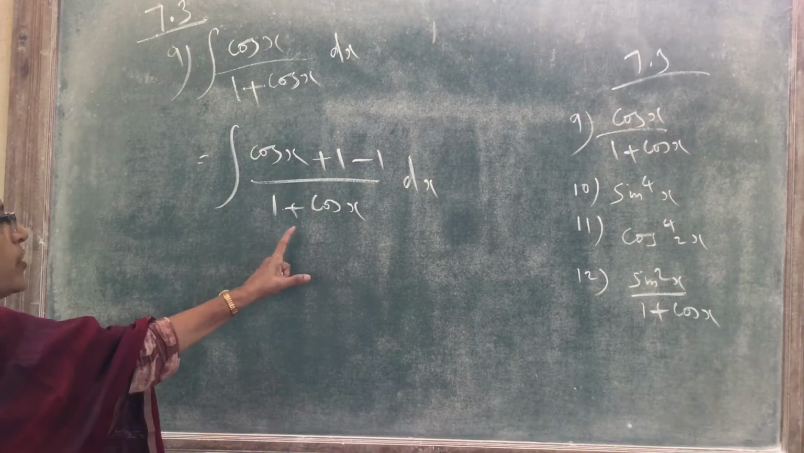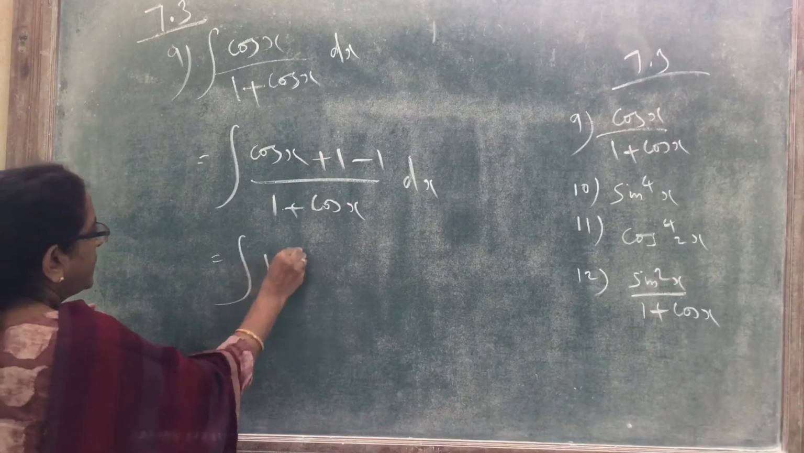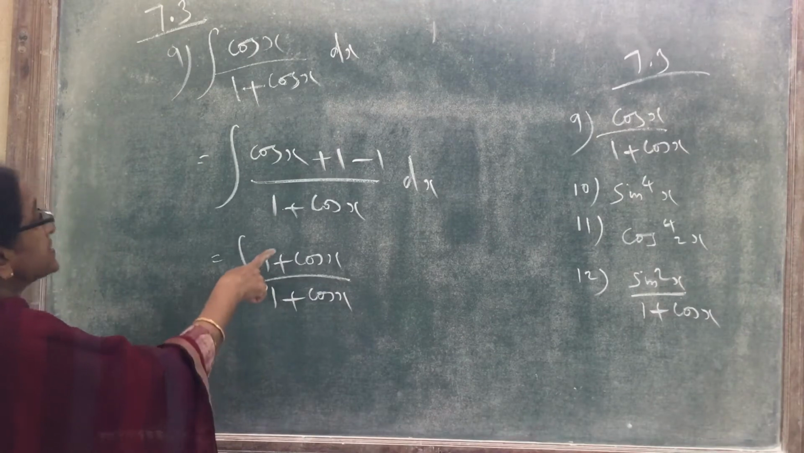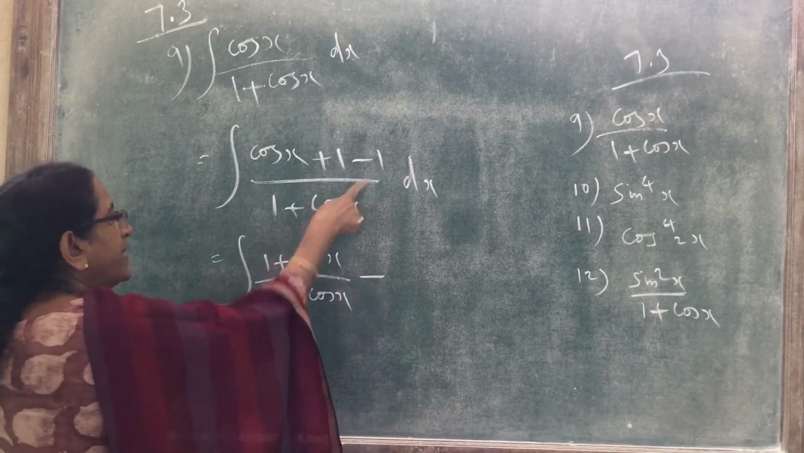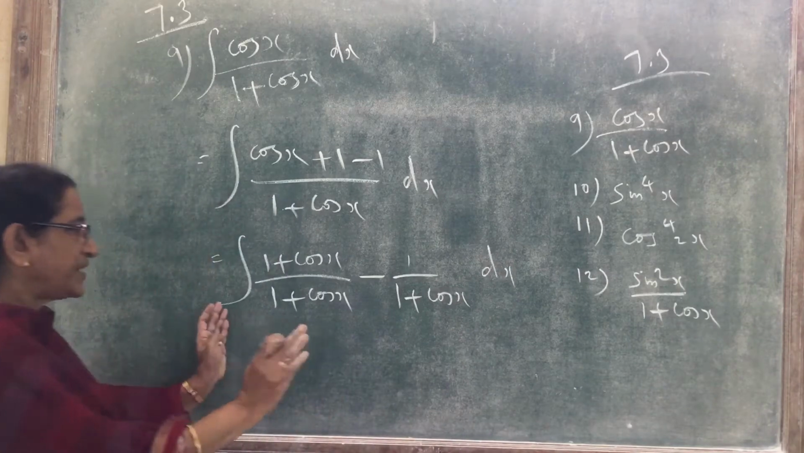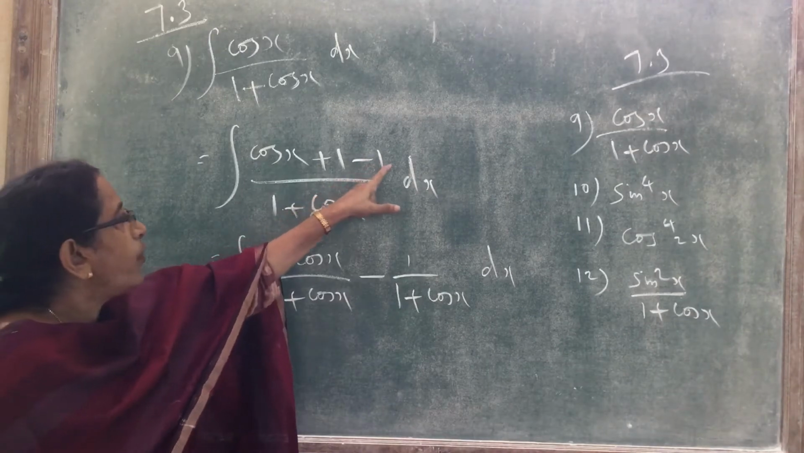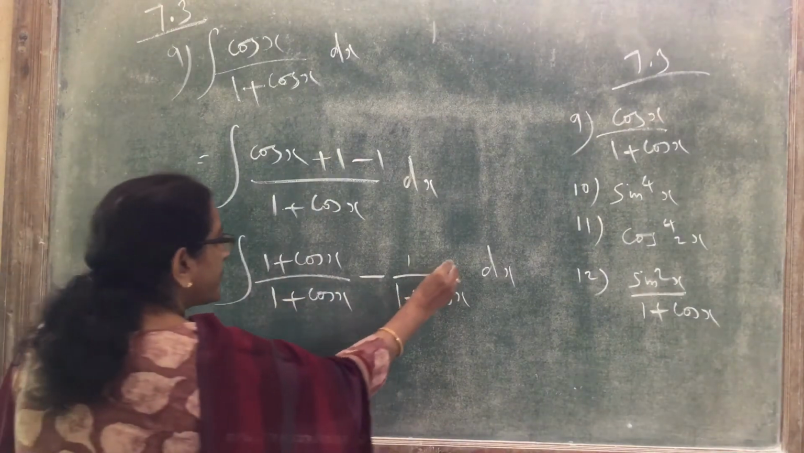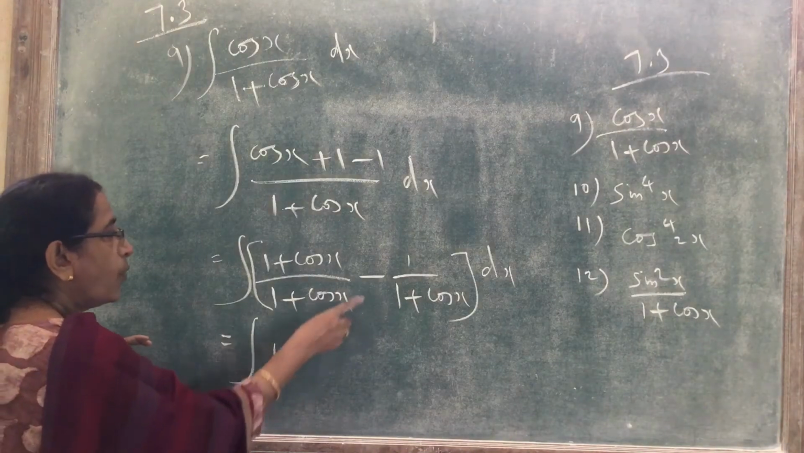Now we are going to split into two terms. The first term will be the integral of 1 plus cos x divided by 1 plus cos x dx, then the next term is minus 1 by 1 plus cos x dx. So we split into two terms. Now what is 1 plus cos x by 1 plus cos x? That is equal to the integral of 1 minus 1 by 1 plus cos x.